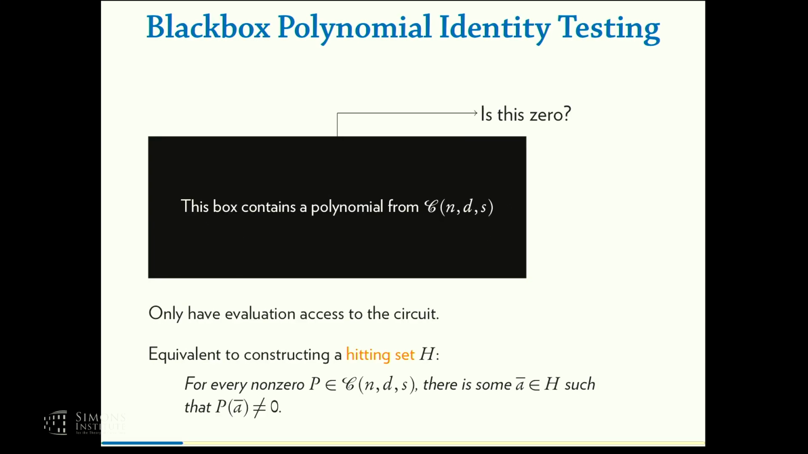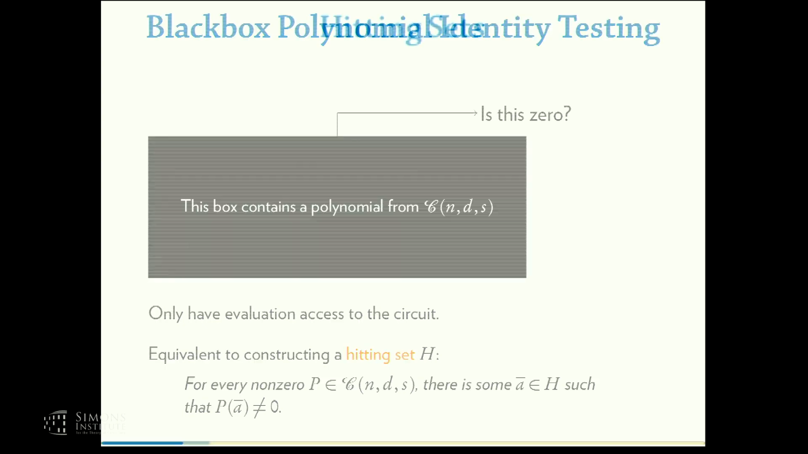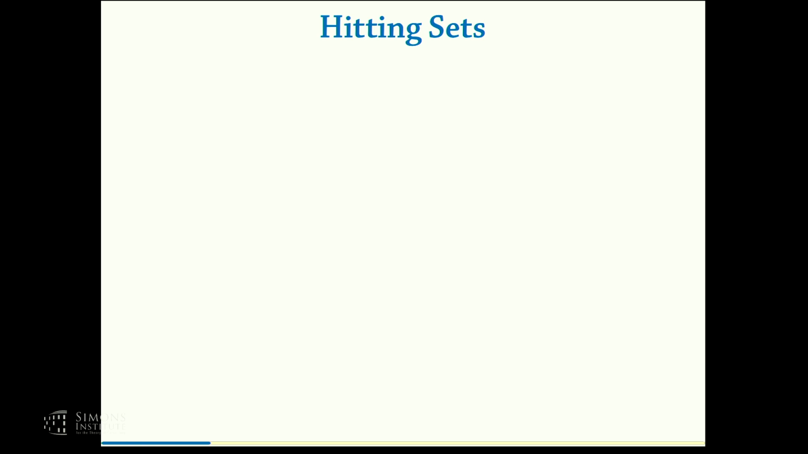So basically this is equivalent to the question of constructing hitting sets for this class. To recall, a hitting set is just a list of points such that every non-zero polynomial in this class is guaranteed to evaluate to a non-zero value on one of these points. Okay, cool. So now the goal is therefore to construct hitting sets.